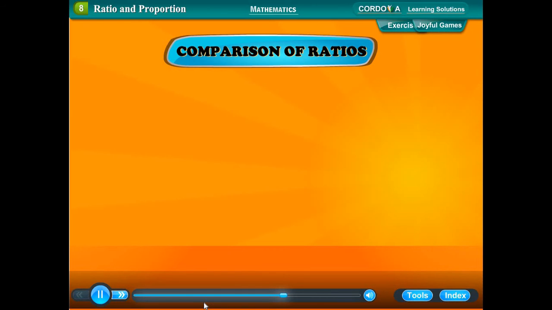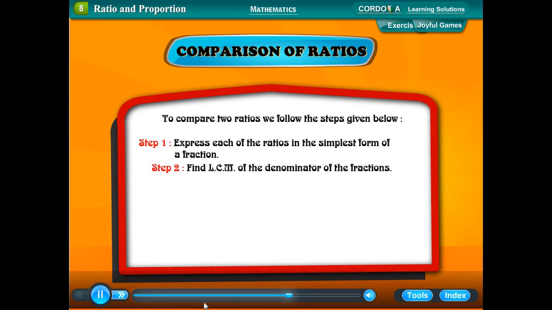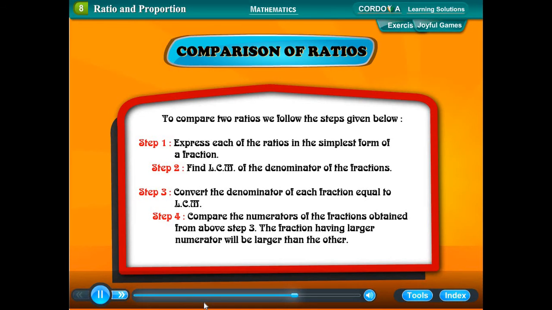Comparison of ratios. To compare two ratios, we follow the steps given below. Step 1. Express each of the ratios in the simplest form of a fraction. Step 2. Find the LCM of the denominators of the fractions. Step 3. Convert the denominator of each fraction equal to the LCM. Step 4. Compare the numerators of the fractions obtained from step 3. The fraction having the larger numerator will be larger than the other.